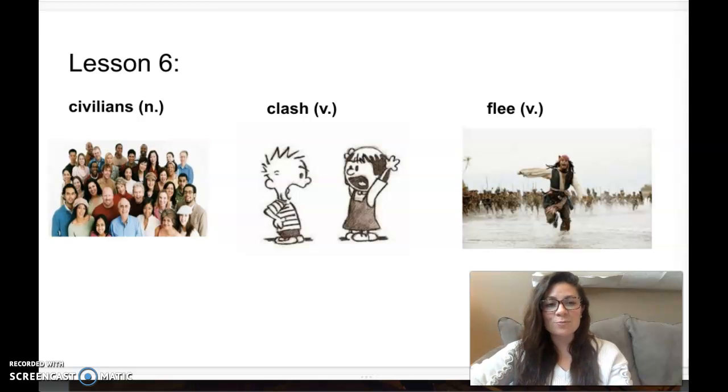Our next vocabulary word is the word clash. Say clash. Clash means to collide in intense disagreement. Our last vocabulary word is the word flee. Say flee. Flee means to run away quickly from danger.